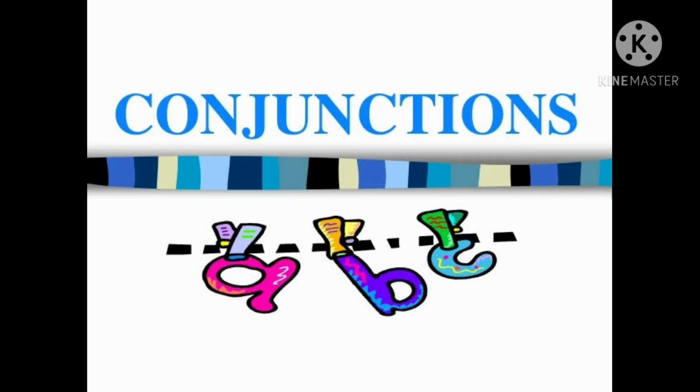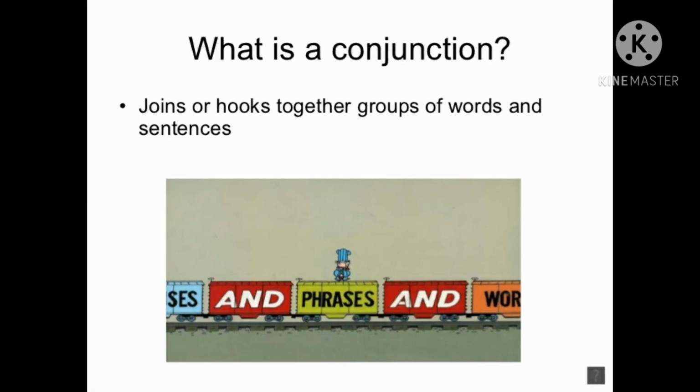So today we are going to do chapter 10, conjunctions. What is a conjunction? A conjunction joins or hooks together groups of words and sentences. A conjunction is always used to join words or a group of words together.